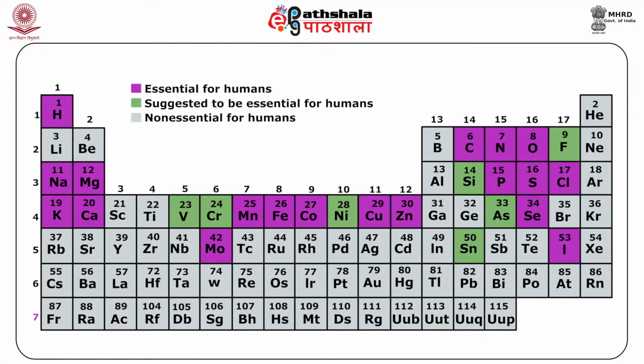As shown in the figure, this shows the essential elements in the periodic table. Purple shows the essential elements for humans, for example sodium, magnesium, phosphorus, chlorine. The grey ones are non-essential for humans. All the elements shown in grey color are non-essential for humans, and the ones in green are suggested to be essential for humans, for example nickel, chromium, arsenic, tin and so on.